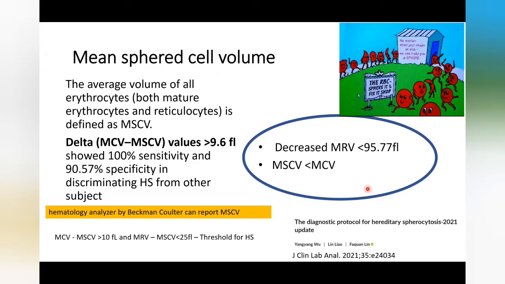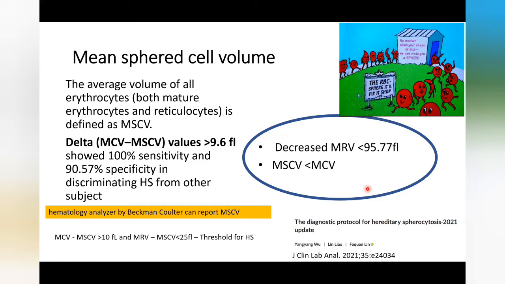Coming to the next new RBC parameter, this is mean sphered cell volume. All of you now know MRV, that is mean reticulocyte volume, the volume of the reticulocytes. Whenever we talk about MRV, in cases of spherocytes, if a person has spherocytes, we take the volume of reticulocytes and also the spherocytic cells.